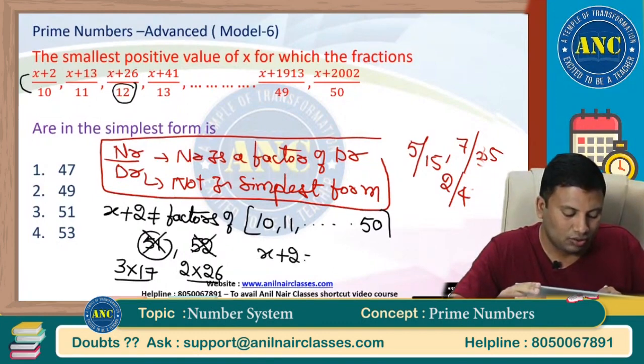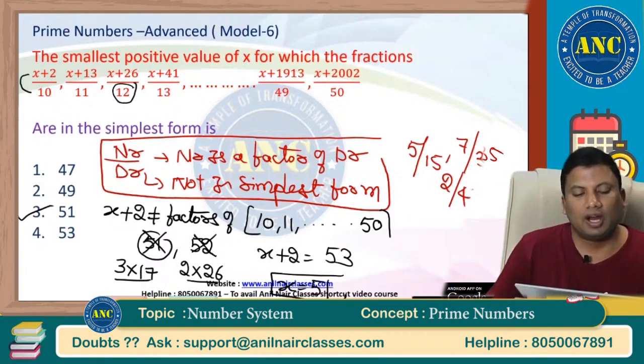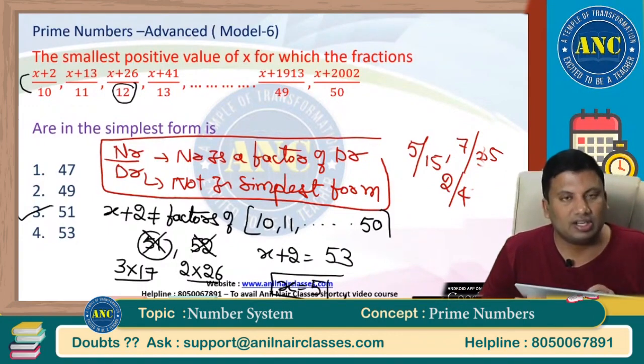So x plus 2 has to be 53. X is nothing but 51. Smallest positive value for which the fractions are in their simplest form.